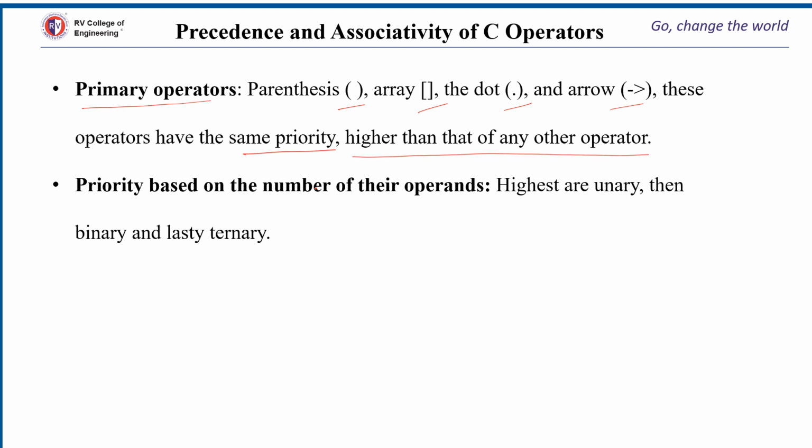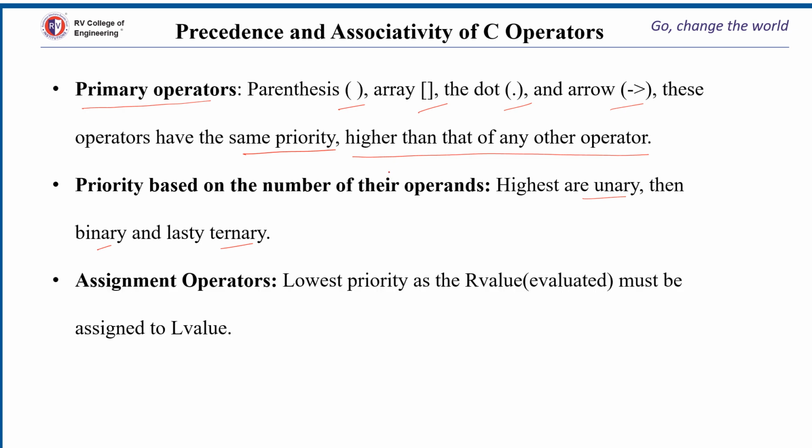Second thing, based upon the number of operands, we all know there are unary operators, binary operators and ternary operators. Priority wise also, the unary operators have the highest precedence, then the binary operators, then the ternary operators. So if you observe in the table, unary plus, unary minus, increment, decrement have the highest priority, then comes your arithmetic operators, then comes your conditional operators.